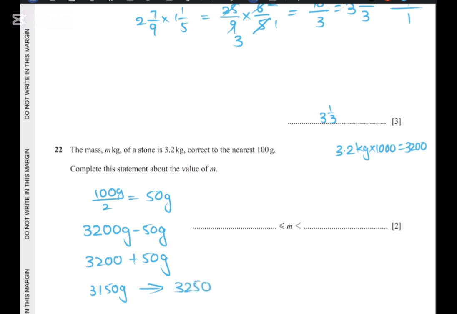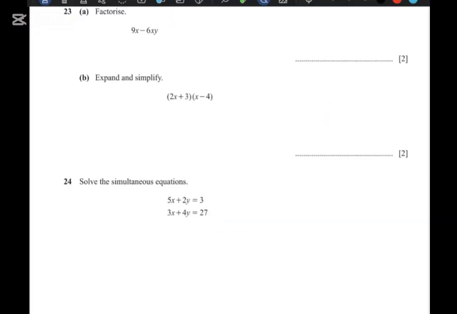So if I write this again in kgs, I will write it as 3.15 and 3.25, because I will have to divide by 1000. Those decimals will be here. So the answer is 3.15 less than or equal to m, less than 3.25.